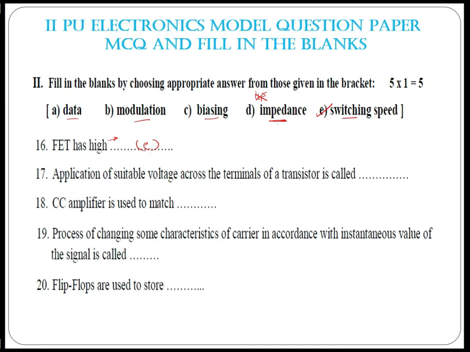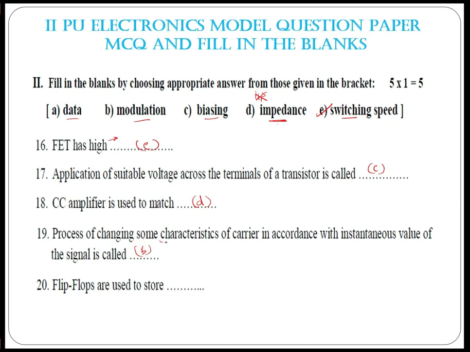Application of suitable voltage across the terminals of the transistor is called biasing. CC amplifier is used to match impedance. Here actually the impedance will come. So sometimes we should see if there are two options suitable for one question, you should choose the better one. Process of changing some characteristics of carrier in accordance with, this is a definition, in accordance with instantaneous value of the signal is called actually the modulation.